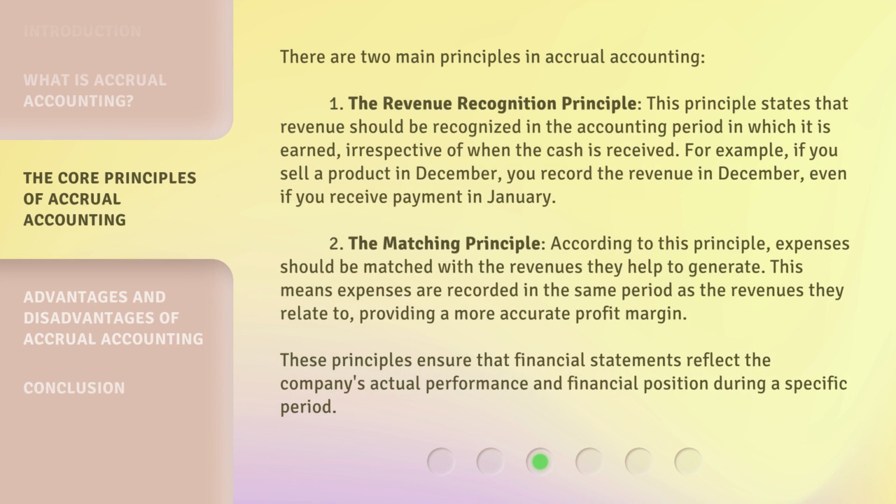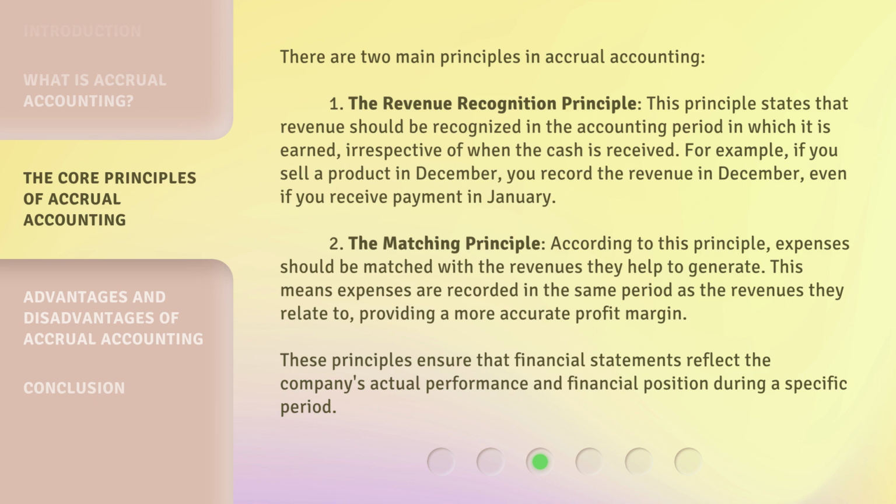There are two main principles in accrual accounting. 1. The revenue recognition principle. This principle states that revenue should be recognized in the accounting period in which it is earned, irrespective of when the cash is received. For example, if you sell a product in December, you record the revenue in December, even if you receive payment in January.